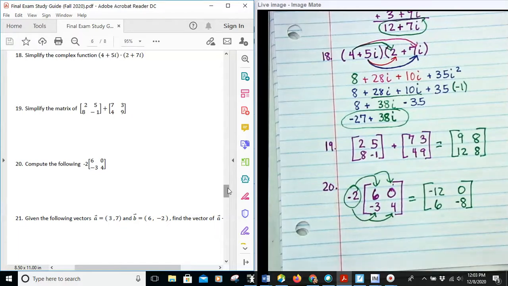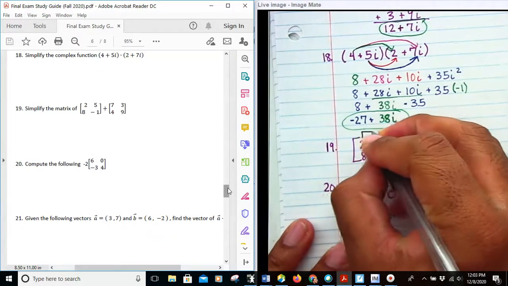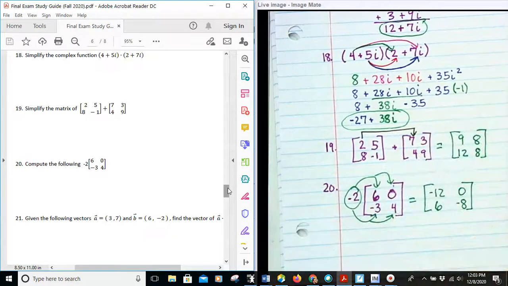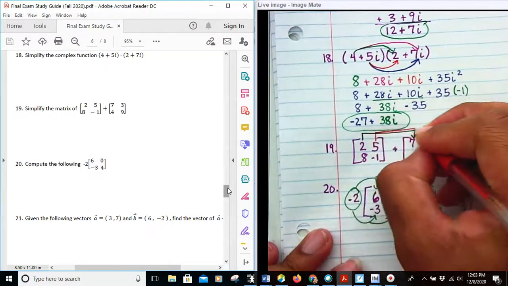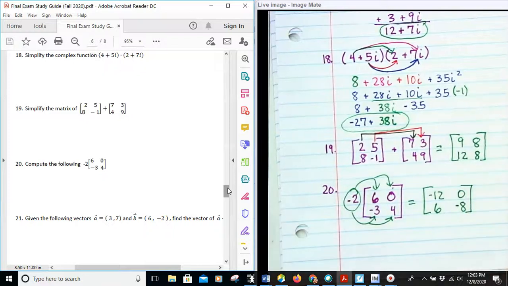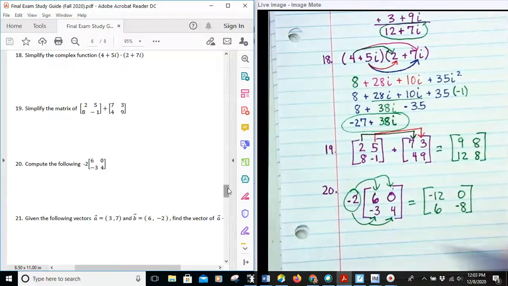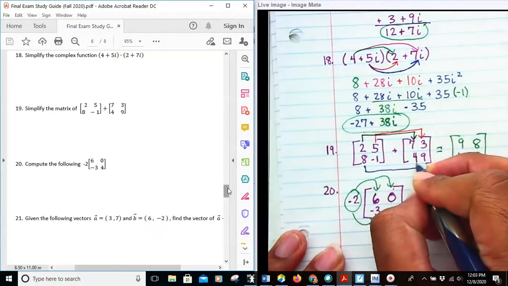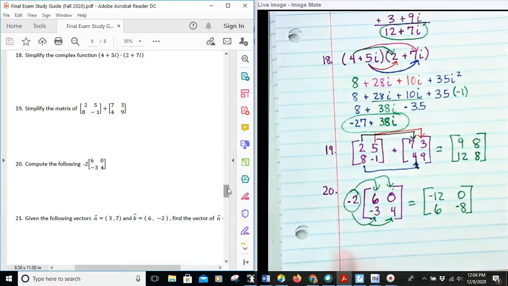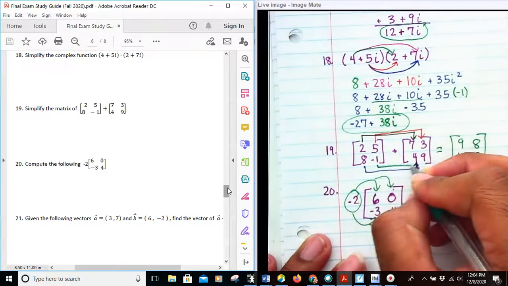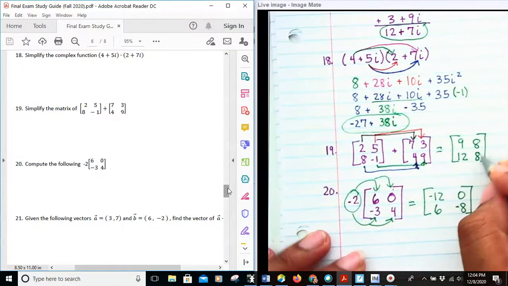Bam! And again, just for anybody that's like, Mr. Hall, I know how you did the first one, or number 19. Again, we're adding. So we do 2 plus 7. That gave us the 9 there. We'll do 5 and 3. That gives us 8 right there. Easy. We can do 8 and 4. Gives us the 12. And then let me do a different color, green. We do -1 and 9. Add them together, give us 8.